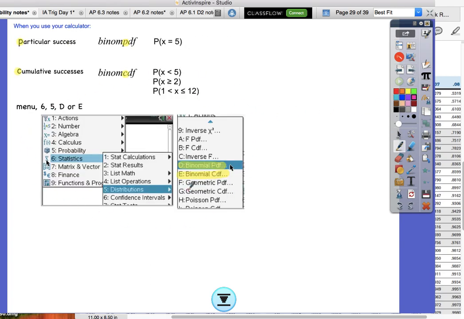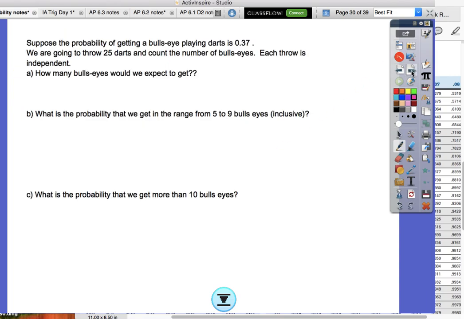This is a reminder of how to use our calculator. If we're finding probabilities and it's for an exact amount, it's an equal sign, you're going to use binomial PDF. But if you have inequality symbols at all, then it's going to be binomial CDF. And you go menu, statistics, distributions, and then you got to look for binomial. Don't use geometric or Poisson, it's binomial for these.